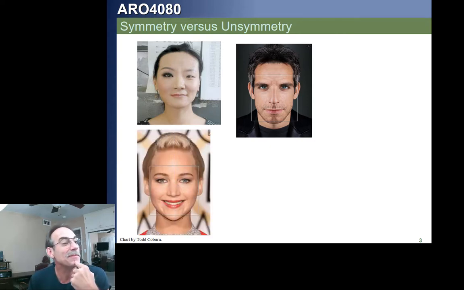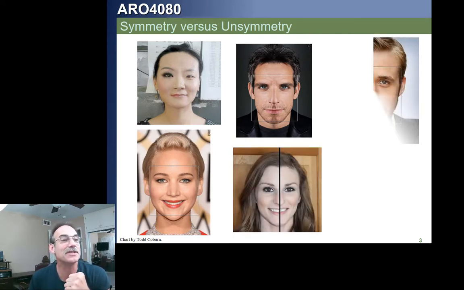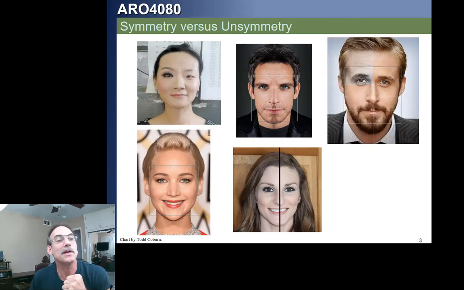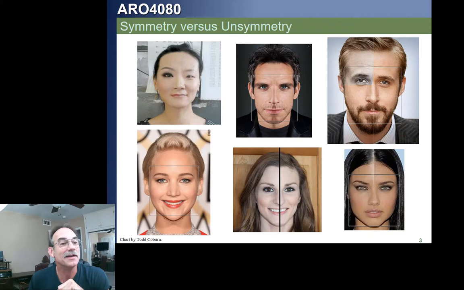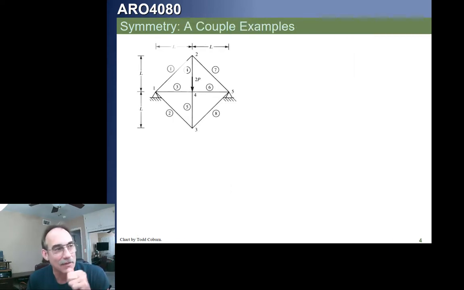This one looks symmetric. That's probably why we all like her so much. This one looks fairly symmetric, and you see there's some differences. Still looks pretty good. This one kind of off a little bit. And this one, quite symmetric. I'm sure that's what we're all attracted to. Structures are people too, and symmetry matters. Let's take a look at how that looks.